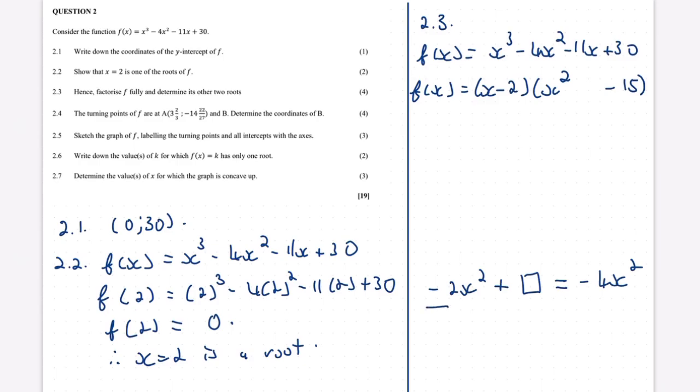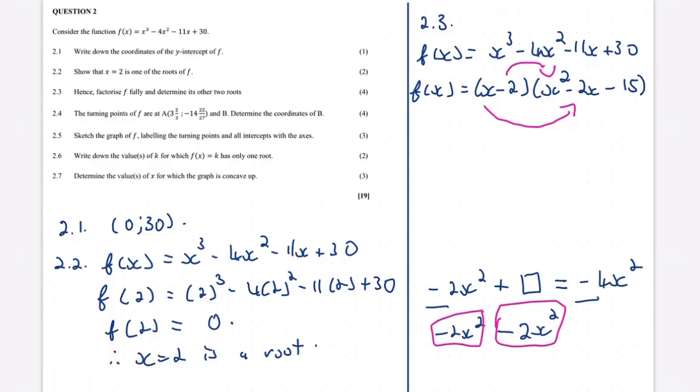Now, what should you add to minus 2 to get minus 4? I hope you'll agree with me that you should add negative 2. So you should have negative 2x squared, meaning that the middle term there should be minus 2x. So that when x multiplies minus 2x, I'd get minus 2x squared. When minus 2 multiplies x squared, I'll get minus 2x squared.